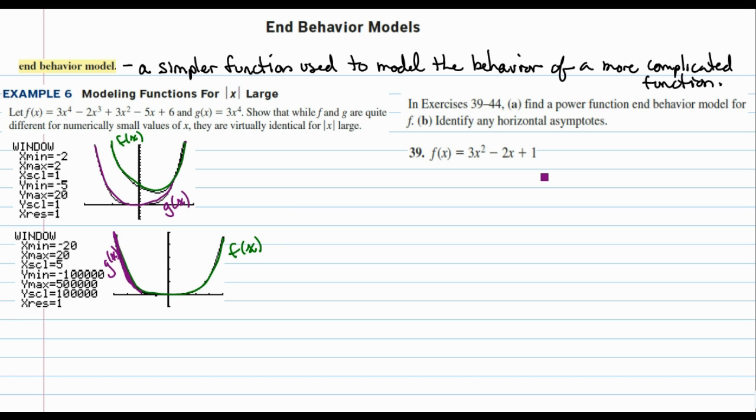Well, we have to show, A, find a power function and end behavior model for f, and then B, identify any horizontal asymptotes. So A, a power function and end behavior model would be y equals 3x squared. Now I encourage you to graph this in y1 and this in y2 and find a window large enough to make the two look like the same graph. Part B, there are no horizontal asymptotes.